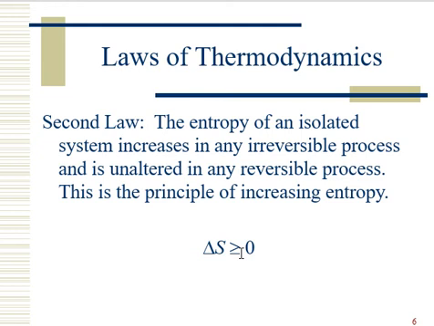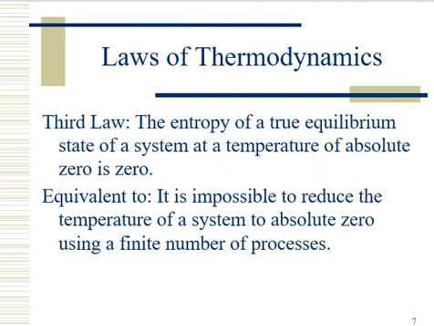Okay, then we have the third law. The third law is also related to entropy. So what does it say? It says that the entropy of a system at absolute zero is minus 273.15 kelvins. You know this temperature scale, no?